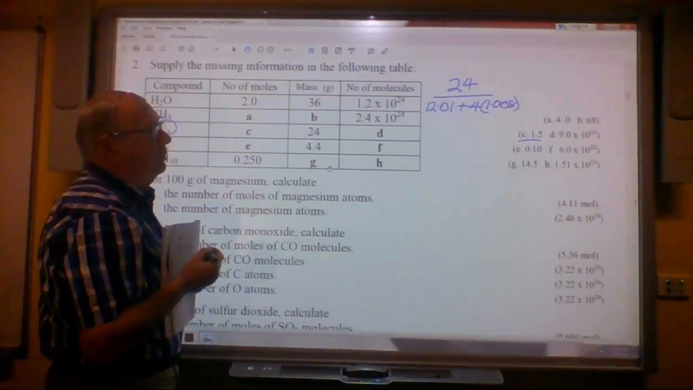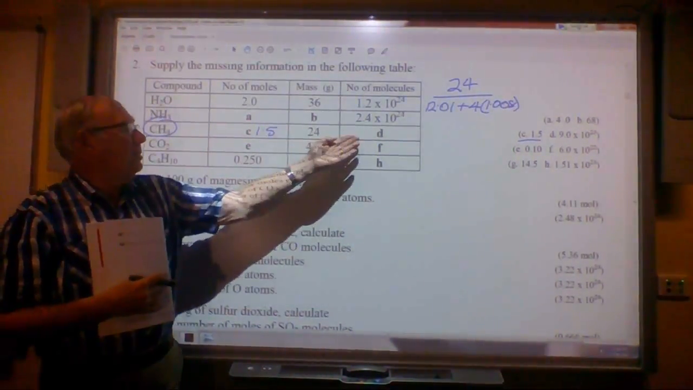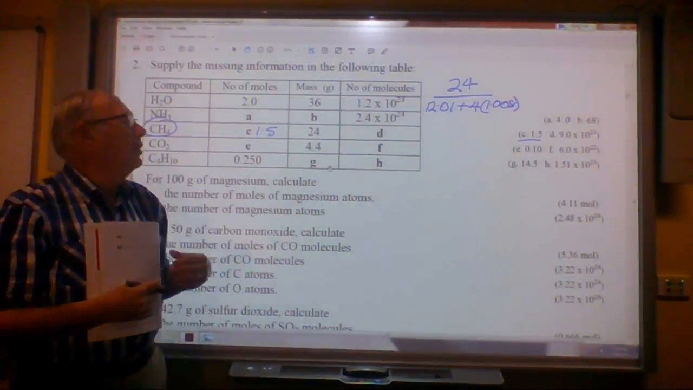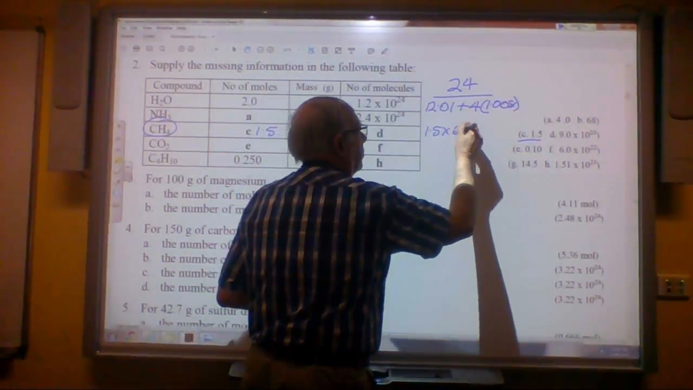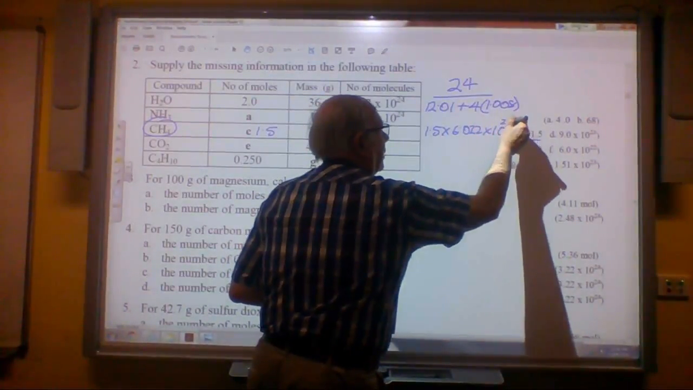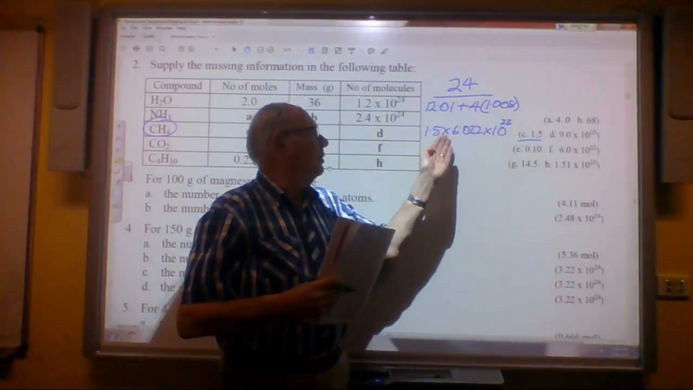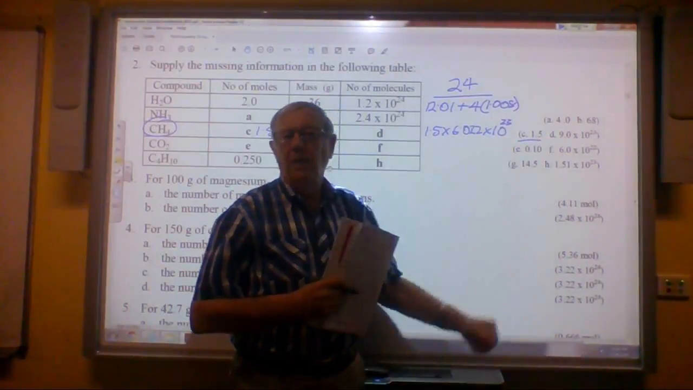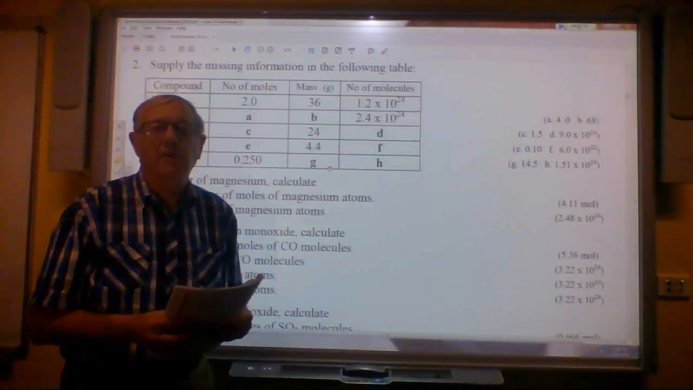Once we've got 1.5, then what we're in a position to do is to work out the number of molecules. The number of molecules is going to be 1.5 times 6.022 times 10 to the power of 23. And I presume when we put that into our calculator, we get a value of 9 by 10 to the power of 23. The next one, as we can see, is carbon dioxide.